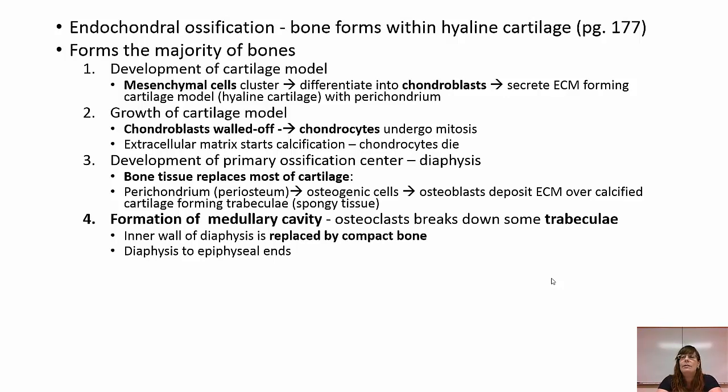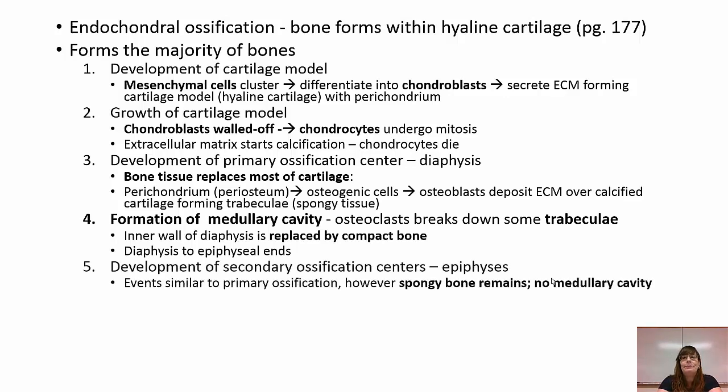Osteoclasts will break down some of the trabeculae and form the medullary cavity. Then the inner wall of that diaphysis is replaced by compact bone from the diaphysis to the epiphyseal ends. Then, as I said, you have secondary ossification centers that develop in the epiphyses. It's similar to primary ossification, except that the spongy bone remains and the medullary cavity is not formed.